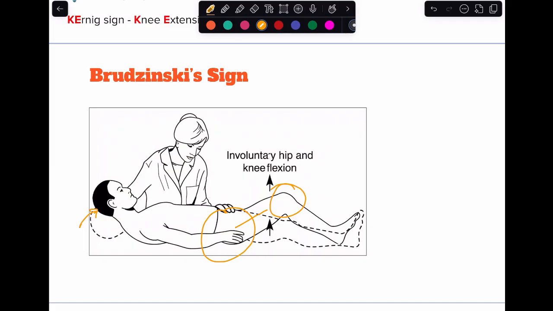This was named after a Polish pediatrician called Józef Brudzinski, who described this particular sign in patients of meningitis. Now let's talk about another mnemonic to remember Brudzinski sign. Let's remember B. B is for Brudzinski, and B is for both hip and knee getting flexed when the neck gets flexed. So that's how we are going to remember about Kernig sign as well as Brudzinski sign.